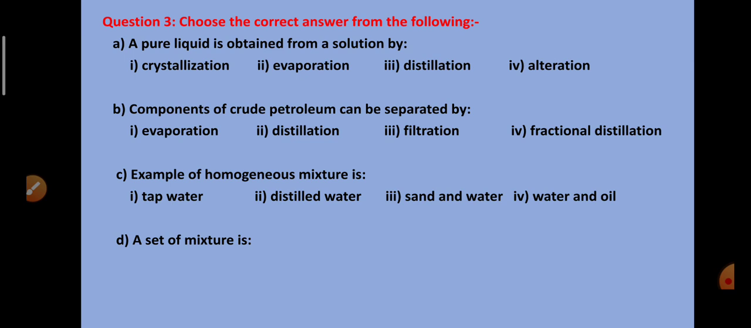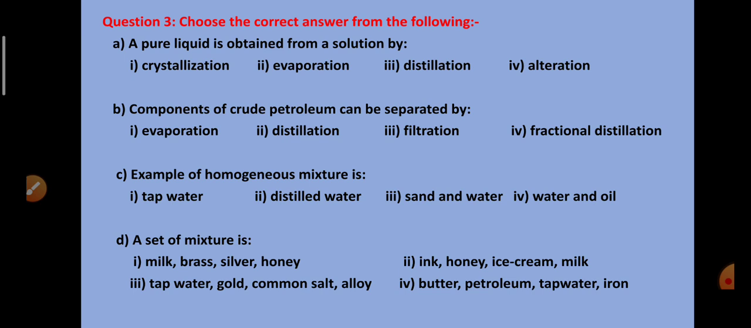A set of mixture is milk, brass, silver, honey, or ink, honey, ice cream, milk, or tap water, gold, common salt, alloy, or butter, petroleum, tap water, and iron.